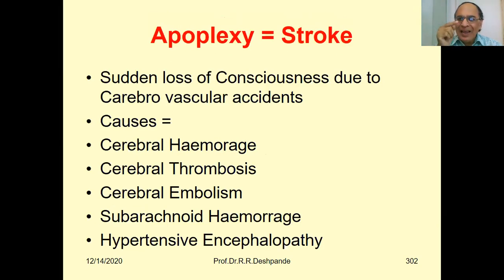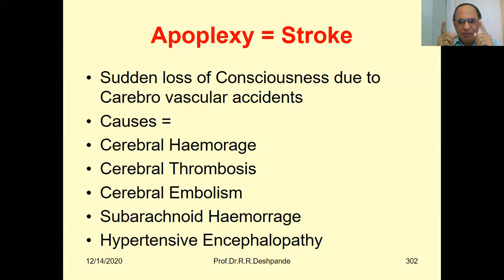This is apoplexy, or the stroke. Apoplexy is a complicated word and stroke is a very simple word. It is sudden loss of consciousness due to a cerebrovascular accident, involving the brain and blood vessels. The main cause is cerebral hemorrhage because of an uncontrolled and acute attack, boom, of hypertension.